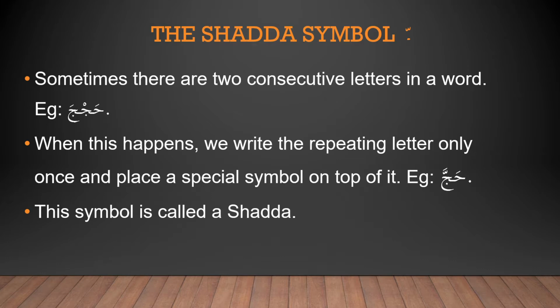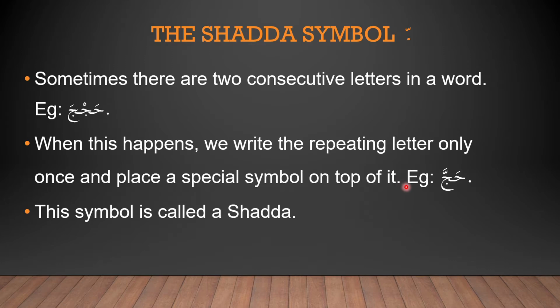This symbol is a Shadda symbol. Now what is a Shadda symbol? A Shadda symbol is a symbol that comes between two consecutive syllables. It's sort of a bridge to two syllables. So, for example, sometimes there are two consecutive letters in a word, like there's Jim and another Jim. When this happens, we write the repeating letter only once. So we write only one Jim and then put this special symbol on top of it. This symbol is called Shadda. You can see this symbol over here.